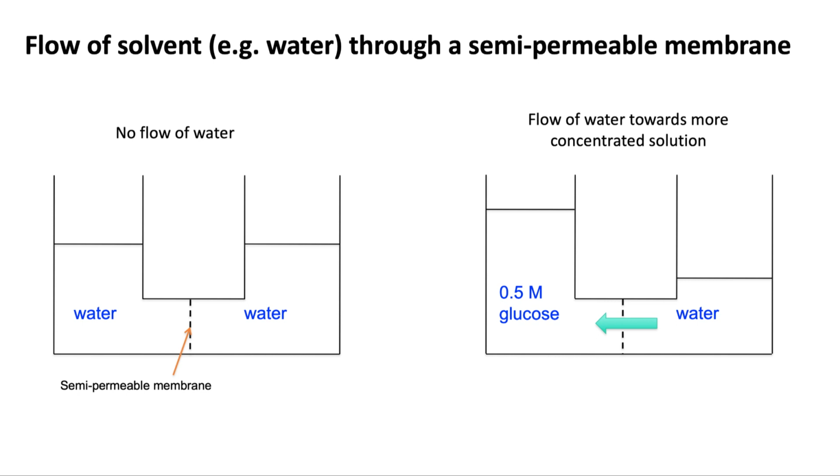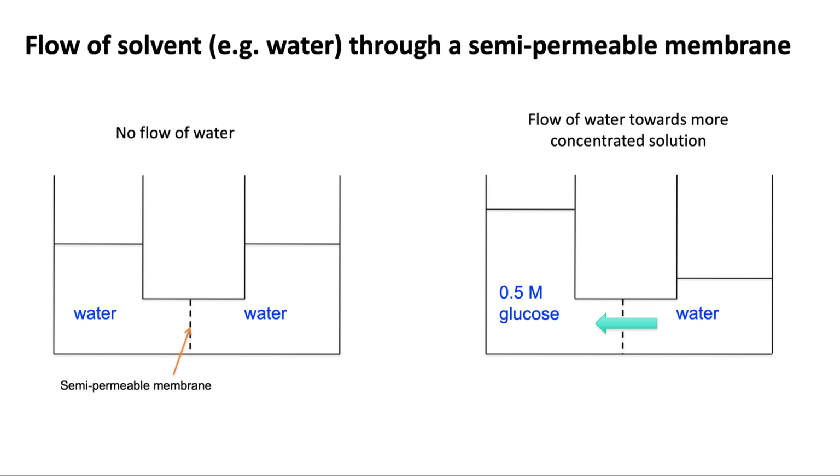So to illustrate this, in these images we've got two containers of fluid, in this case water, and we have a semi-permeable membrane separating these two containers. Now, we start off on the left-hand side. You can see there's no flow of water, and there is just water on both sides. It's the same water on both sides, and you can see that the levels of the water are about the same. Okay, so there is no net movement.